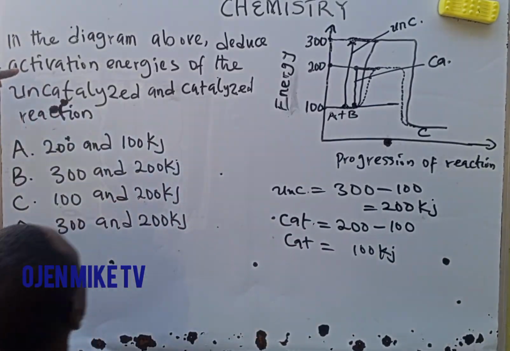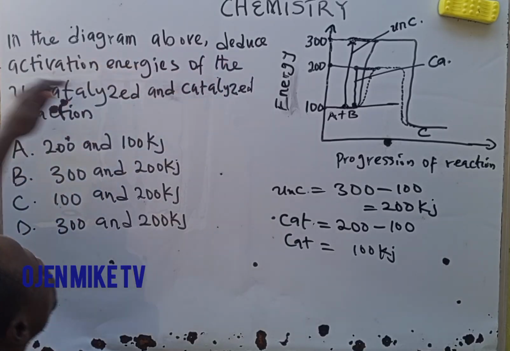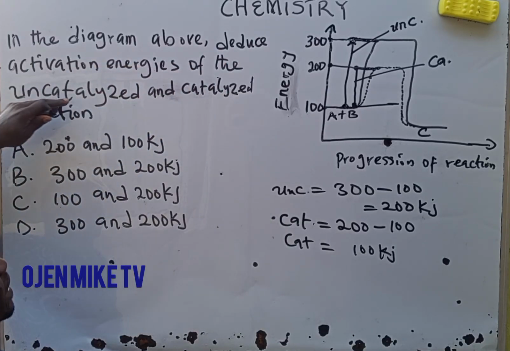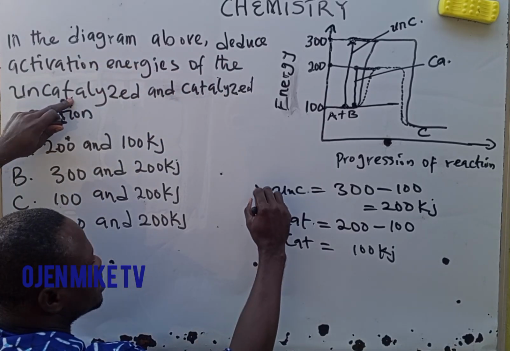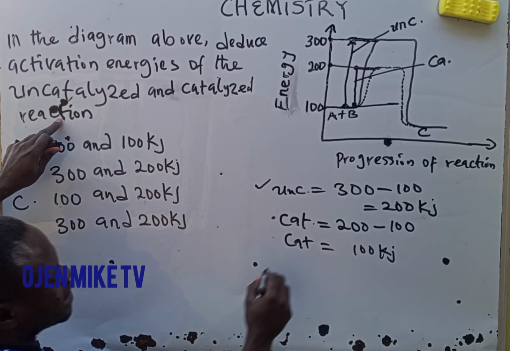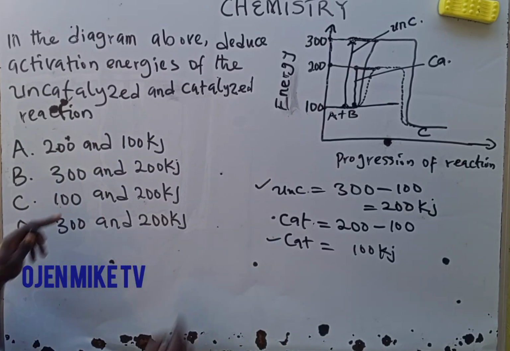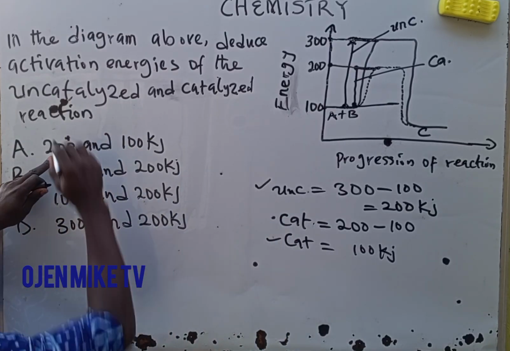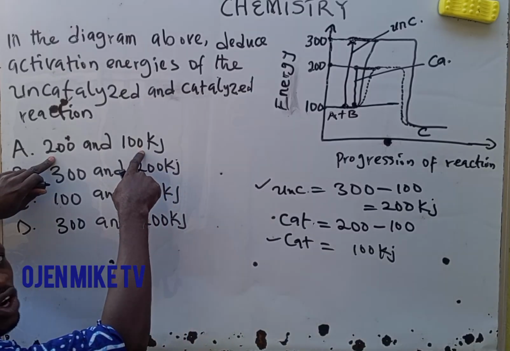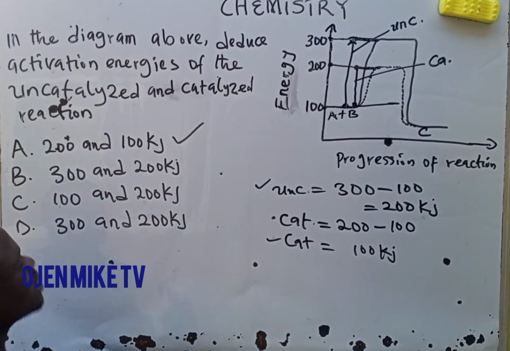So the question says, in the diagram above, deduce the activation energy of the uncatalyzed first, and the catalyzed. The uncatalyzed is what? 200, which is this one. And the catalyzed is what? 100. So our correct answer is what? Is A.